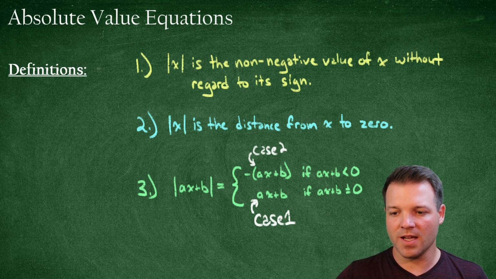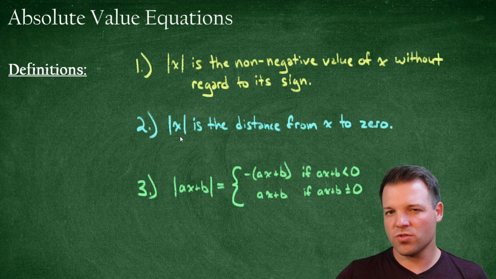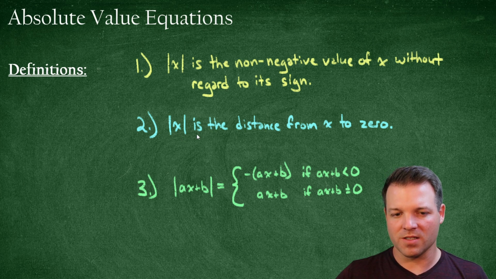And actually, at this time, what I'm going to do is I'm going to take a deeper look at definition number 2, because although it's true that the absolute value of x is the distance from x to 0, what if we didn't have just the absolute value of x? What if there was something more inside of here? So let's go ahead and take a look at that. Okay.